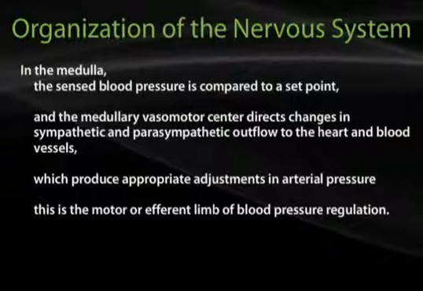In the medulla, the sensed blood pressure is compared to a set point, and the medullary vasomotor center directs changes in sympathetic and parasympathetic outflow to the heart and blood vessels, which produce appropriate adjustments in arterial pressure. This is the motor or efferent limb of blood pressure regulation.